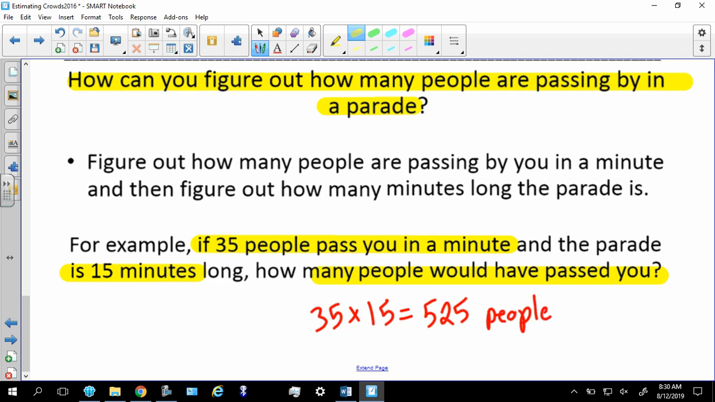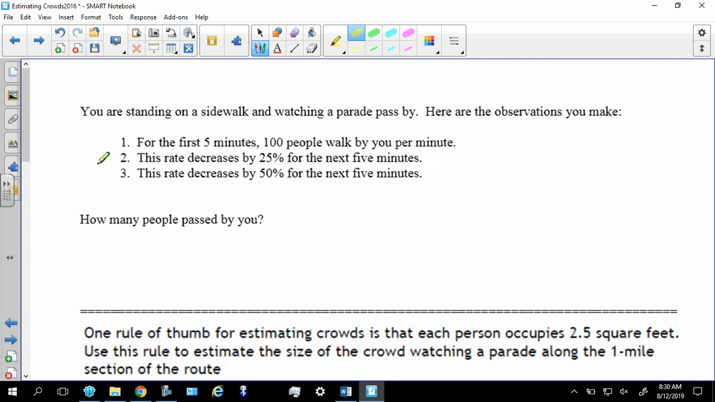Very, very simple. Now, let's dive into a question that might be a little more challenging. Here we go. For the first 5 minutes, 100 people. So again, you're still on the sidewalk, you're still watching a parade. But now we have 3 parts of the parade. Part 1, Part 2, Part 3. Now each part, we've got to mathematically figure some stuff out here.